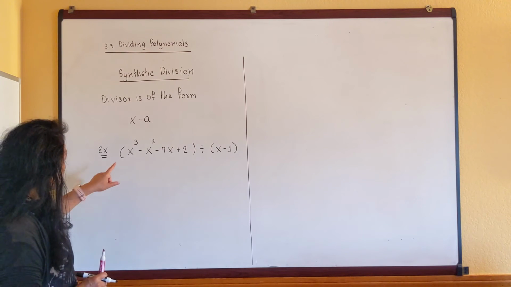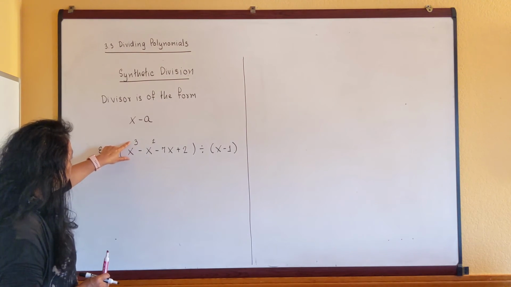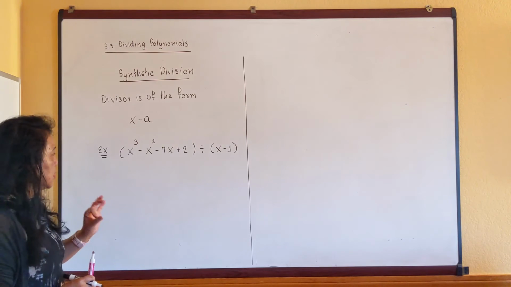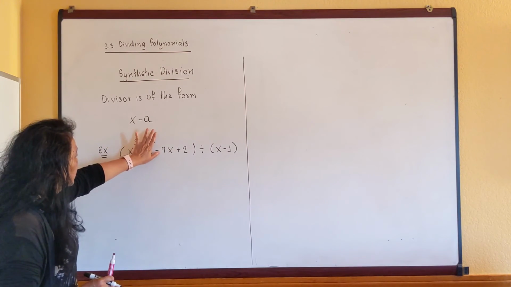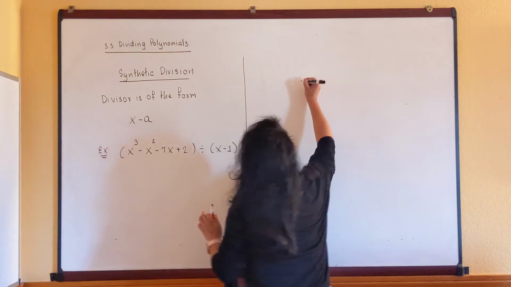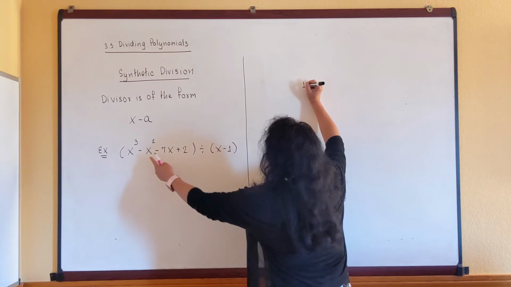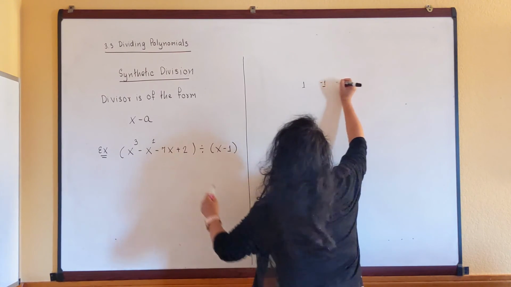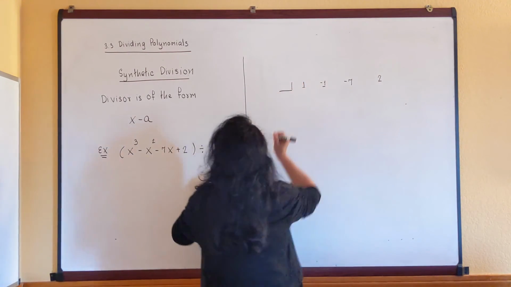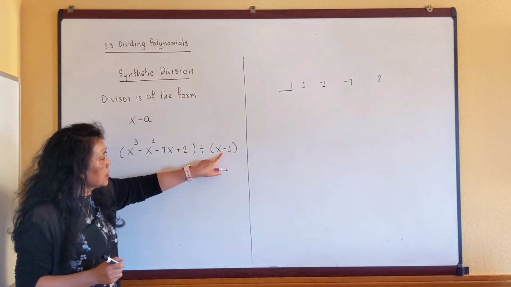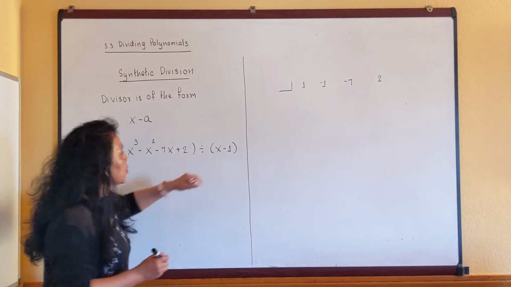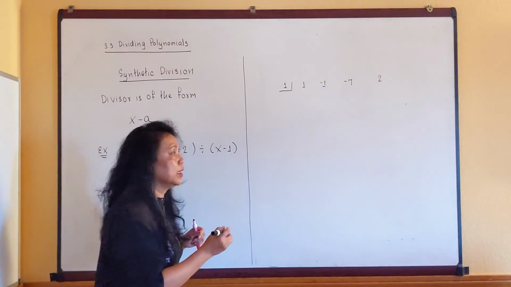First thing you're going to do, you're going to write the coefficient of each term. I have degree 3, degree 2, degree 1, and constant. Everything is there. If something is missing, you just put 0 times whatever degree is missing. For example, if I miss degree 2, I will put 0 times x to the second. So just write down the coefficients: 1, negative 1, negative 7, 2. And then my a here, which is 1. If you have x plus 1, your a will be negative 1, right? You want to put it in the form x minus a. So my a is 1. You put 1 here. You draw a line.